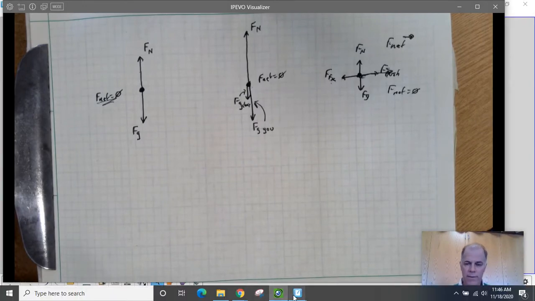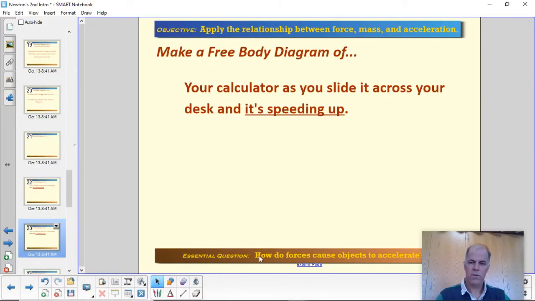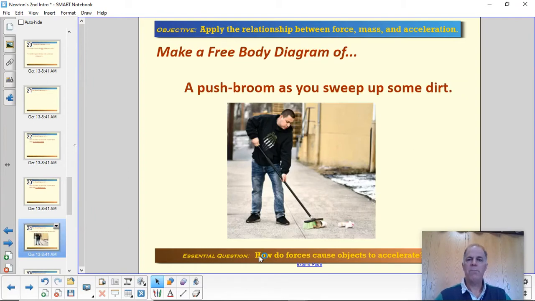All right, next one. We want to make a free body diagram of a push broom as you sweep up some dirt. I've learned that some people don't know what I mean by a push broom. So we're talking about one of these brooms that has the T-shaped thing and the bristles pointing straight down, and you push it along the ground to sweep stuff up. Now notice that this guy is pushing it at an angle into the ground.